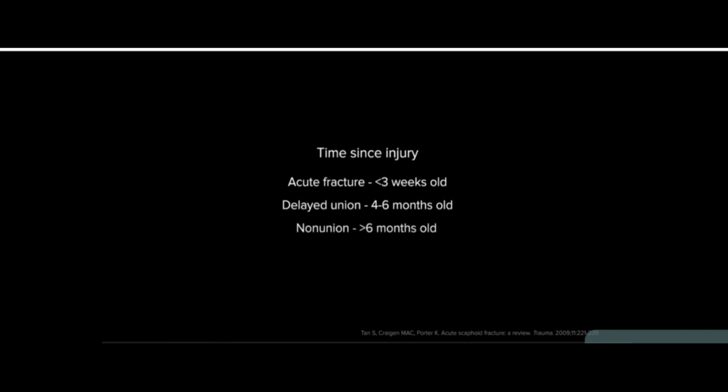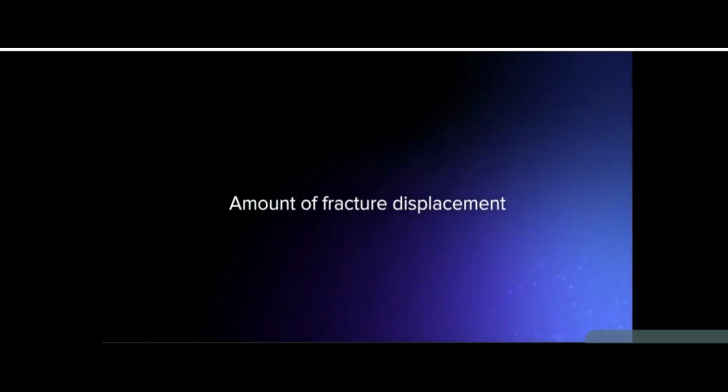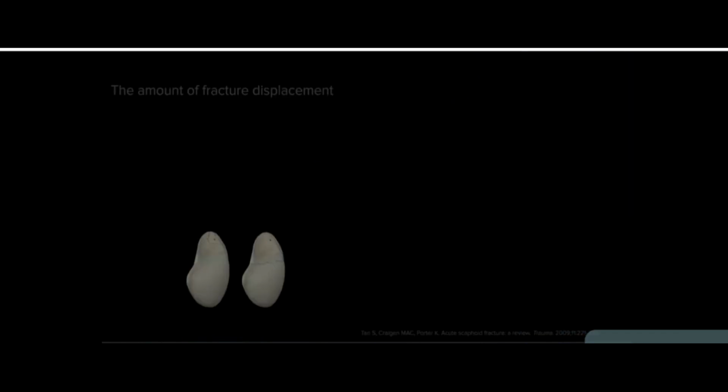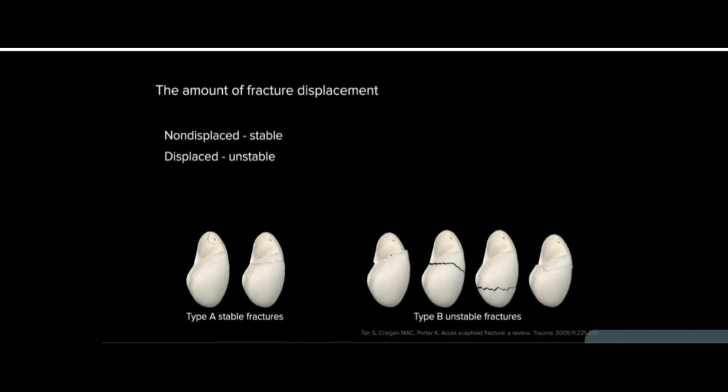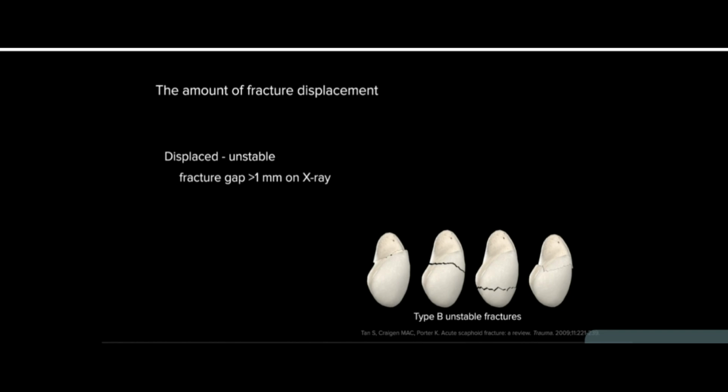Time since injury can be categorized as an acute fracture that is less than 3 weeks old, as delayed union, 4 to 6 months old, and non-union, greater than 6 months old. Lastly, the amount of fracture displacement can be non-displaced or stable, and displaced or unstable. The displaced unstable fracture is defined as the presence of a fracture gap greater than 1 millimeter on any radiographic projection, as shown in type B fractures.